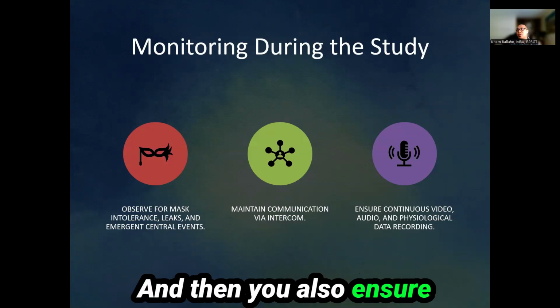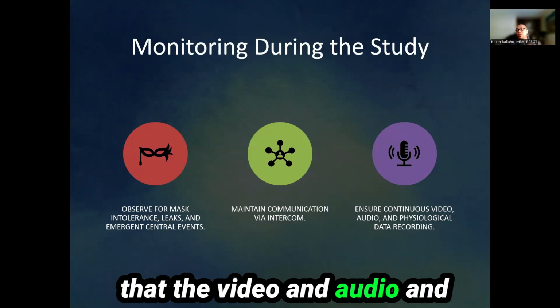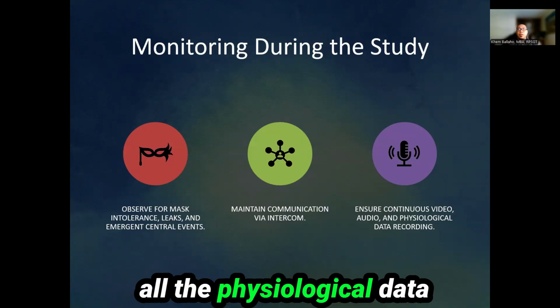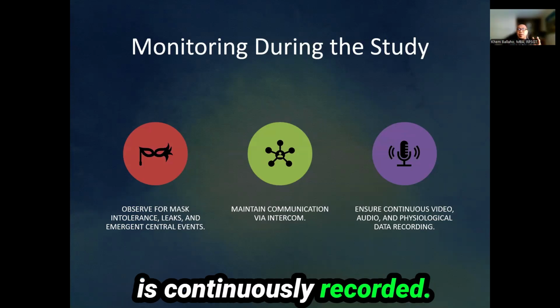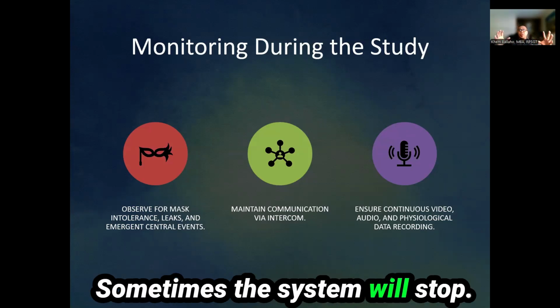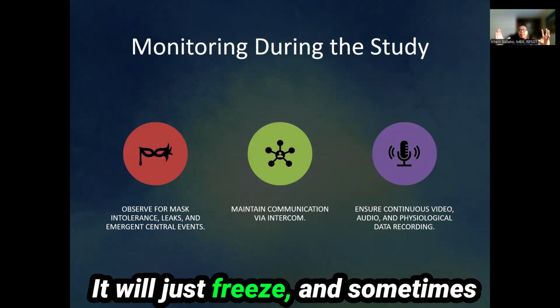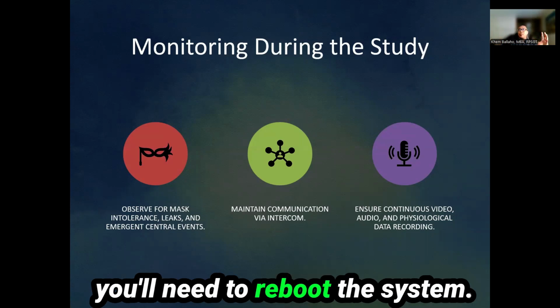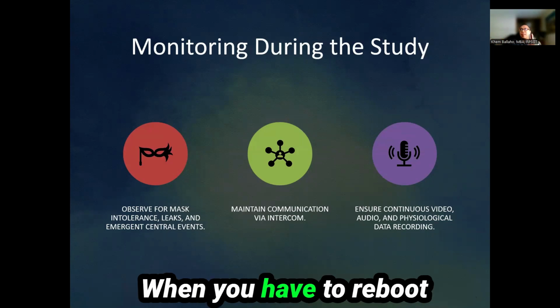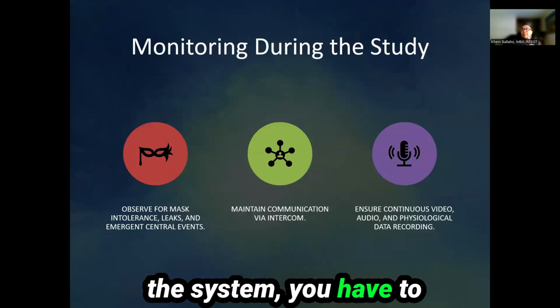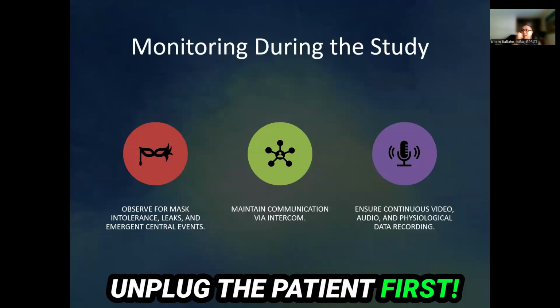And then you also ensure that the video and audio and all the physiological data is continuously recording. Sometimes the system will stop, it will just freeze. And sometimes you'll need to reboot the system. When you have to reboot the system, you have to unplug the patient first.